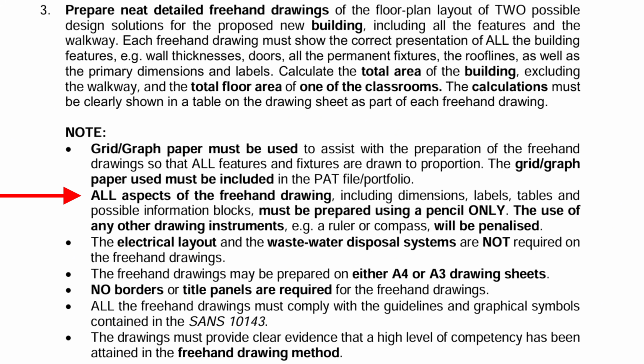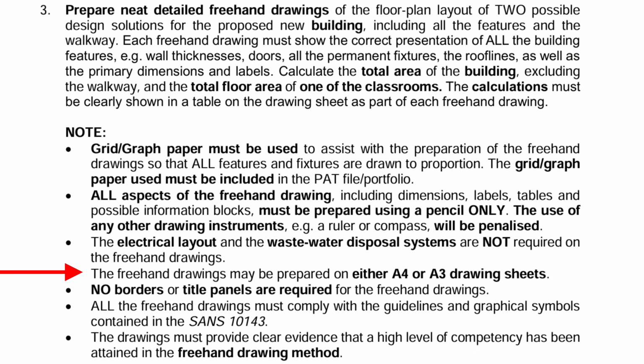All aspects of the freehand drawing, including dimensions, labels, tables, and possible information blocks, must be prepared using only a pencil. The use of any other drawing instruments, like rulers or compasses, will be penalized. So please do not use any drawing instruments. You will be penalized. The electrical layout and the wastewater disposal system are not required on the freehand drawing. So luckily for you, you don't need to show any electrical layout or wastewater disposal.